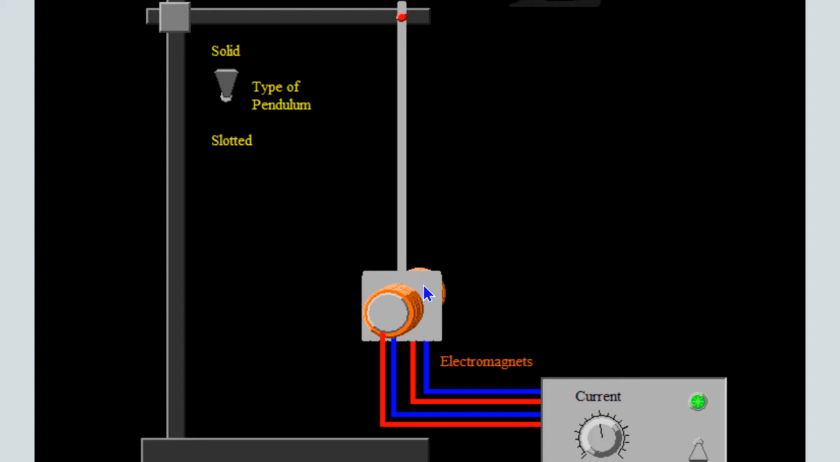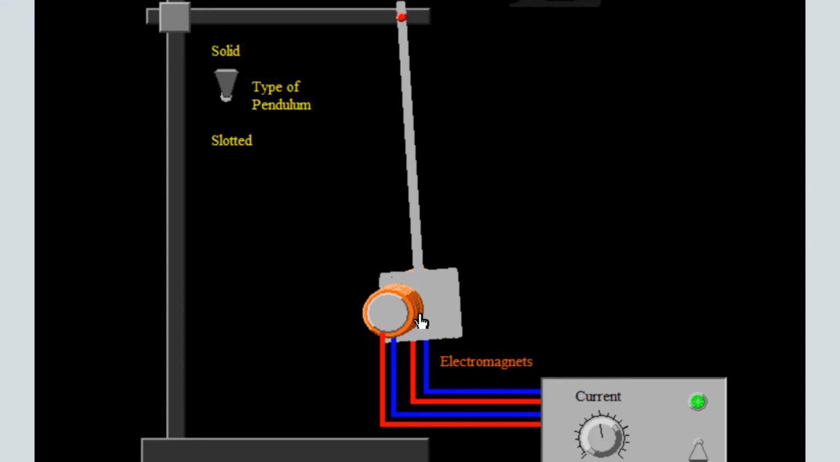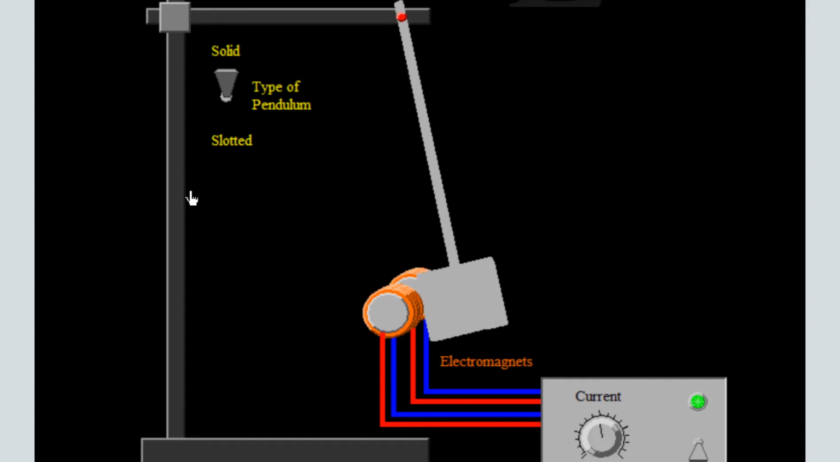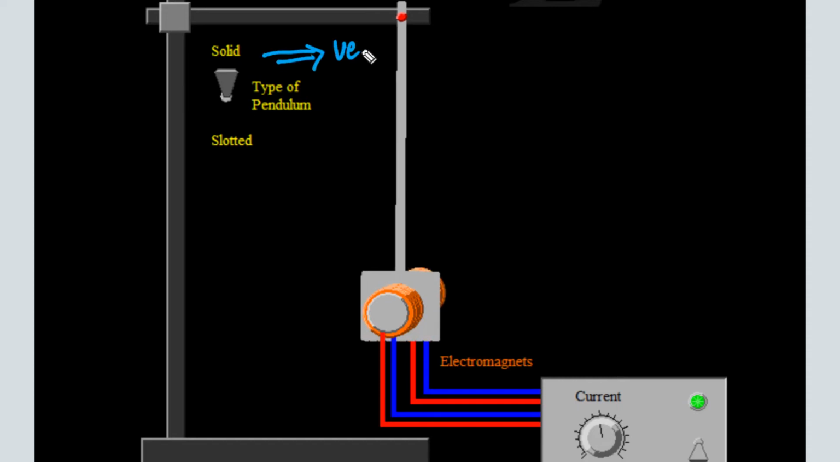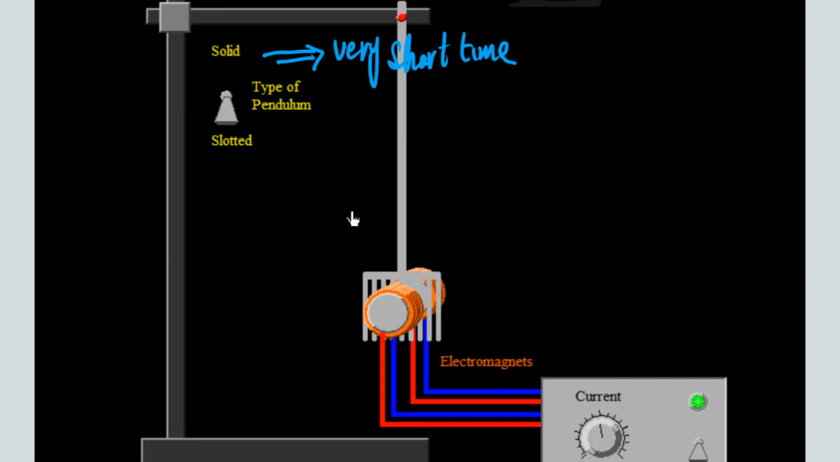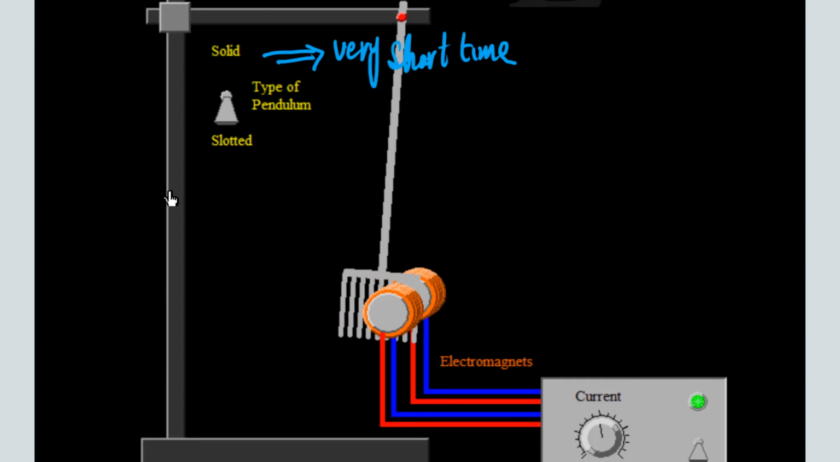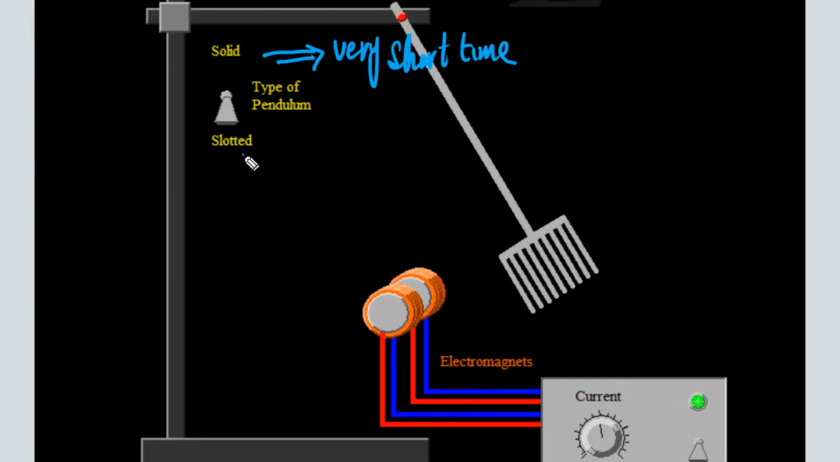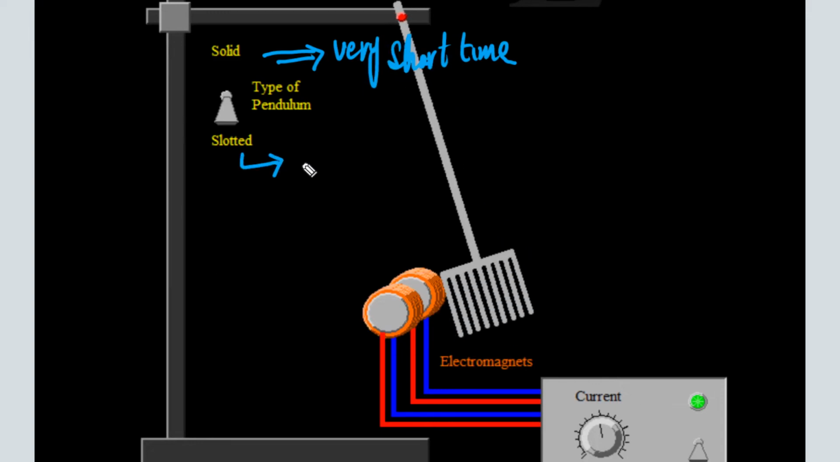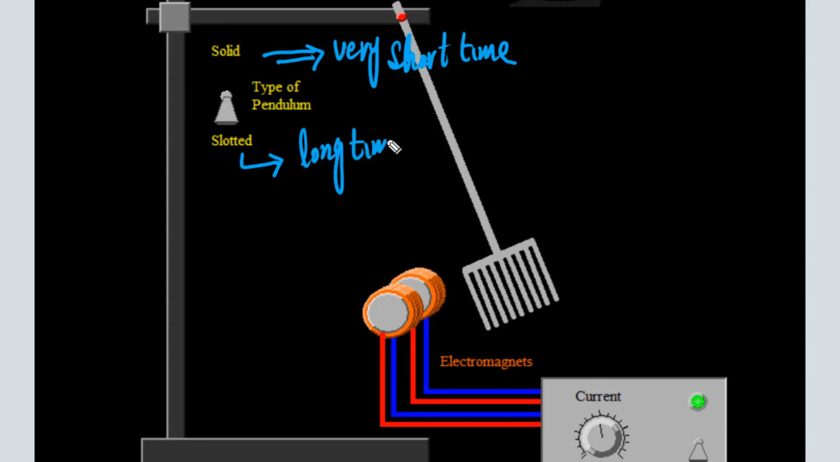In this case, you can see we have a solid plate. If I move this solid plate outside of the magnetic field and then let it go, you will see after a very short time, this plate will stop. So we will simply say, in this case, the time taken by the solid plate is very short. Now, if we replace this plate with the slotted plate, and leave it from the same height, you will see this will take very long time. So the slotted plate takes long time.